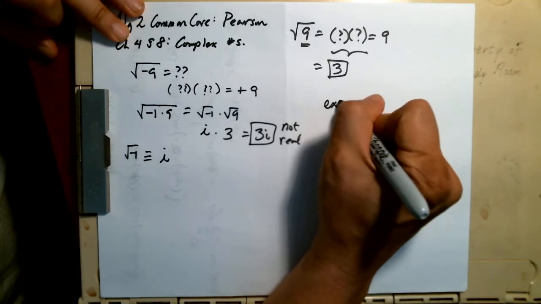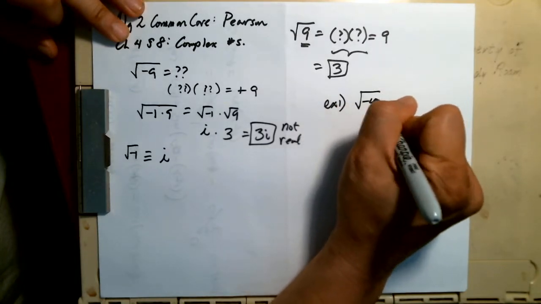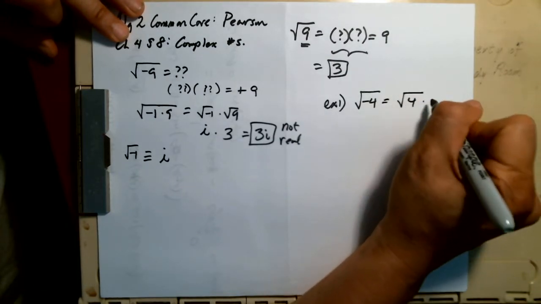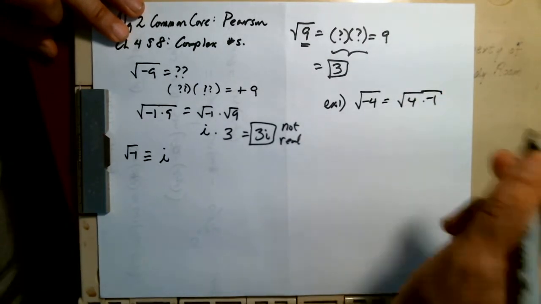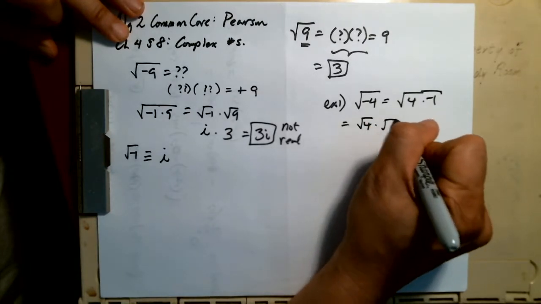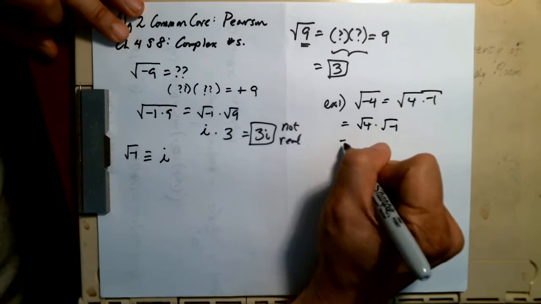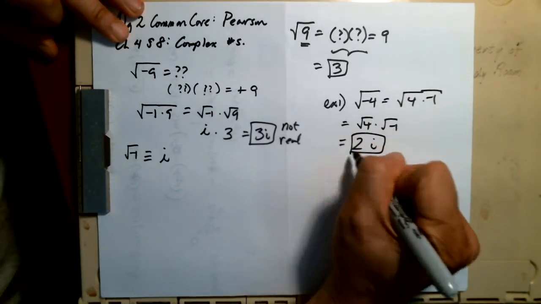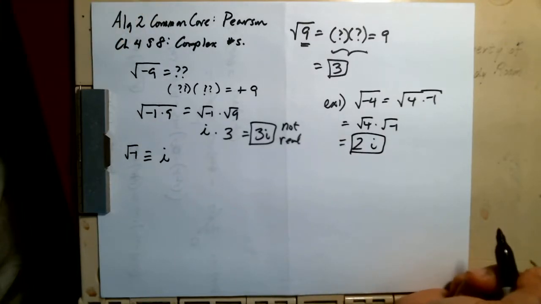Let's try example 1, which is square root of negative 4. What is that equal to? Well, that's equal to square root of 4 times negative 1, which is equal to square root of 4 times square root of negative 1. Square root of 4 is 2. Square root of negative 1, by definition, is called i. You have 2i. Well, most people do anyways.